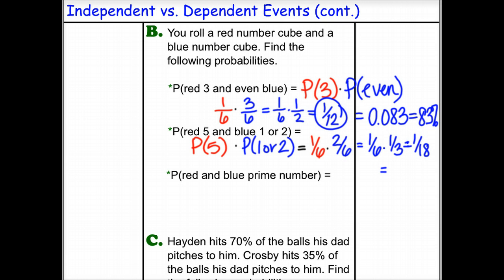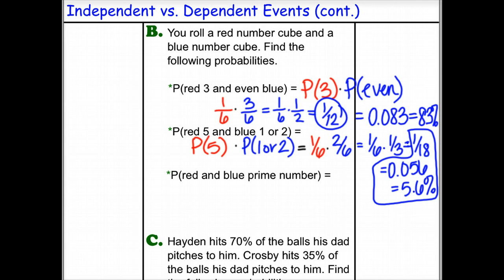And for 1/18, if we do that on a calculator, we take 1 divided by 18, and you get 0.056, rounded to the nearest tenth because it's 0.055 repeating. And then you take that and move it 2 decimal places to the right, which equals 5.6%.